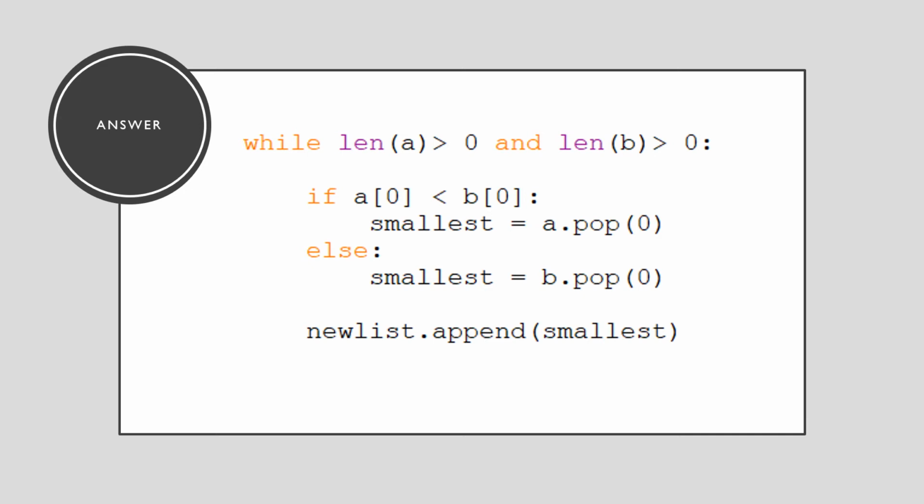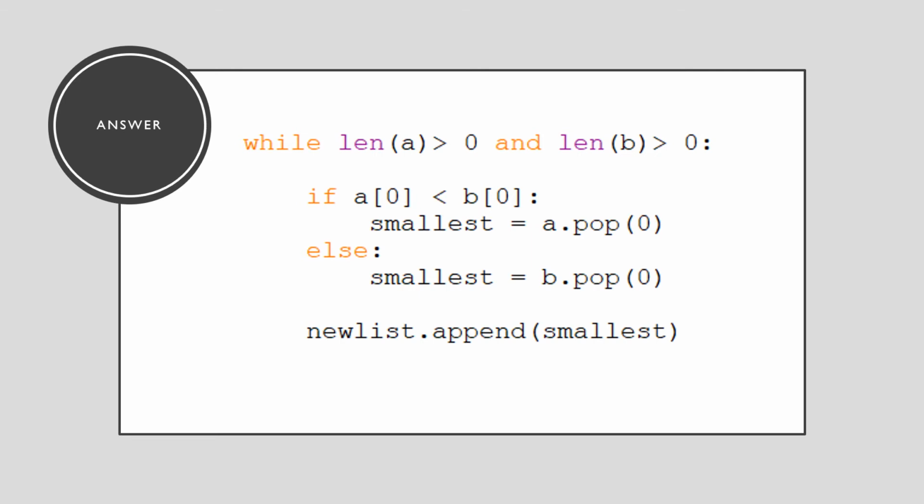I'm storing it as a temporary variable called smallest to remind me what it is. And then I'm appending this smallest value to the new list. So we're gradually building up a list using the smallest available choice, and so we will build up a sorted list that goes from smallest to largest.